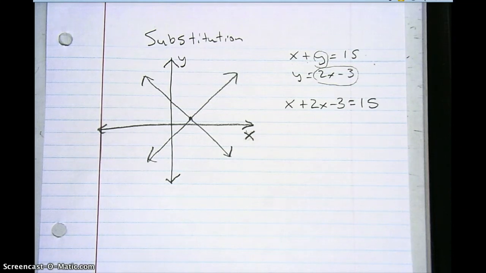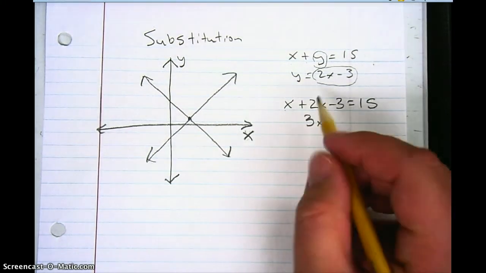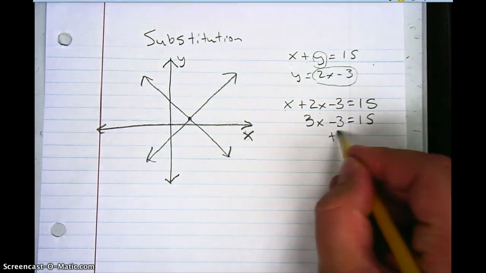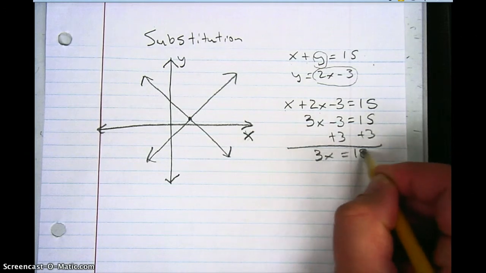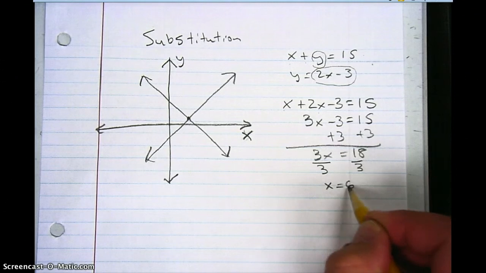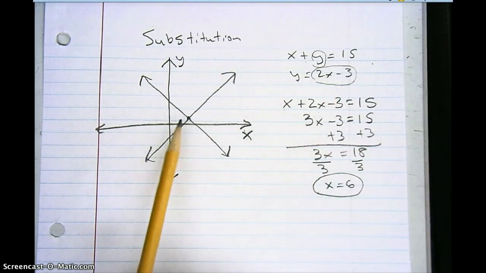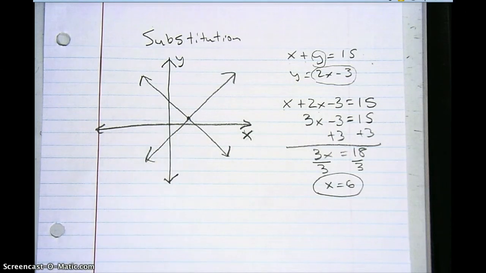So let's go ahead and do it. First thing I have to do is combine my terms that are alike. I have an x and a 2x. Well, x and 2x is 3x, but I still have that minus 3, and that's equal to 15. Then if I add 3 to both sides, I have 3x is equal to 18. Then I can divide both sides by 3, and I get x is equal to 6. So where these two lines cross, x is going to have a value of 6. But I have to find out what the y value is at that point.